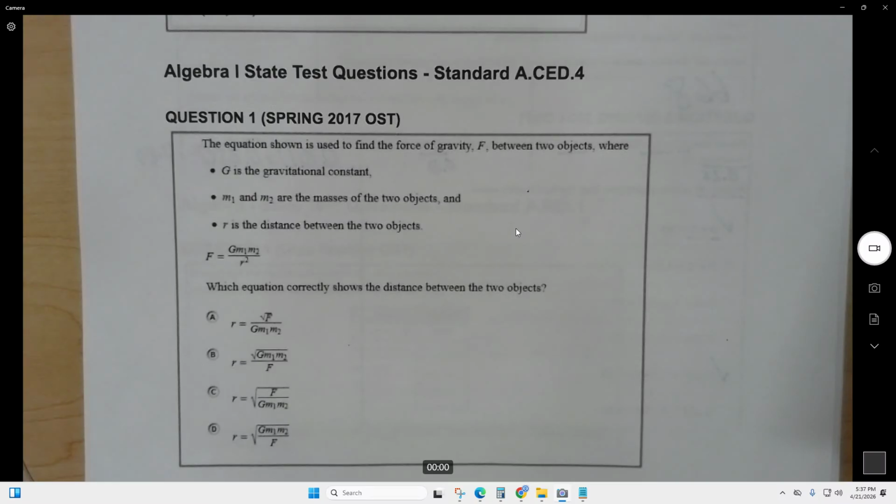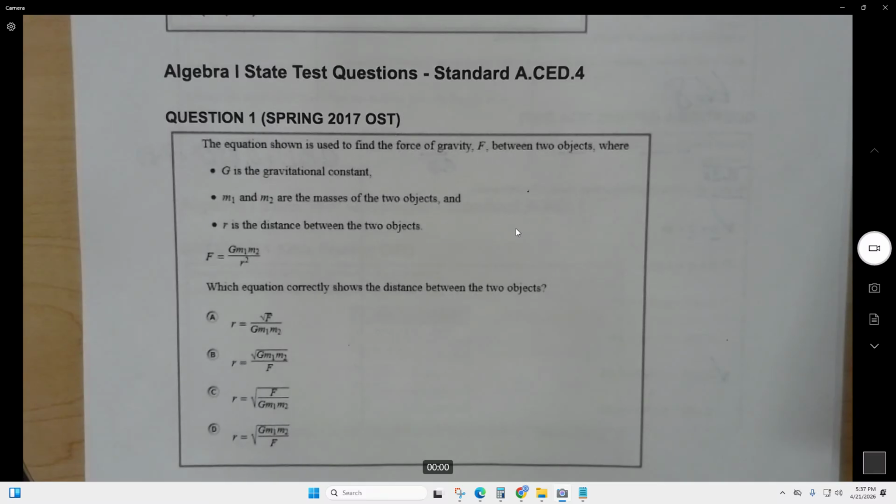The equation shown is used to find the force of gravity, F, between two objects, where G is a gravitational constant, M1 and M2 are the masses of the two objects, and R is the distance between the two objects, and they give you F equals G M1 M2 over R squared. Which equation correctly shows the distance between the two objects? Okay.